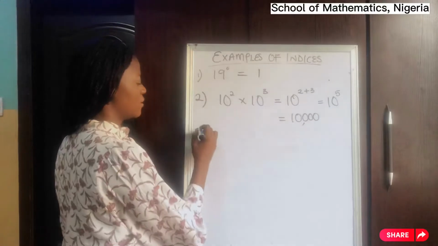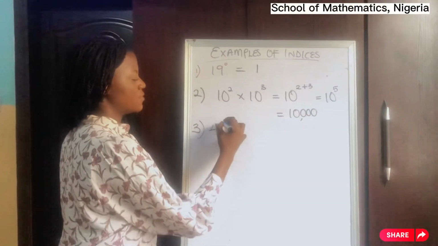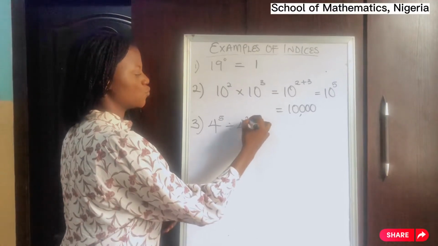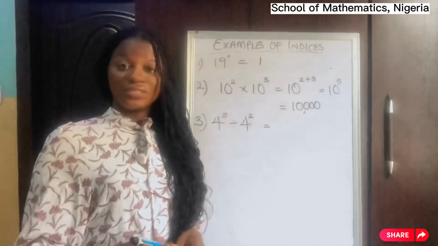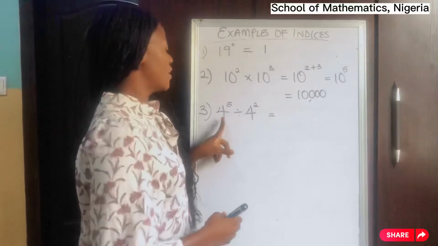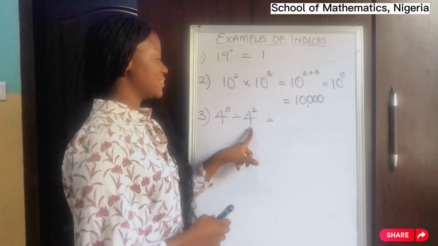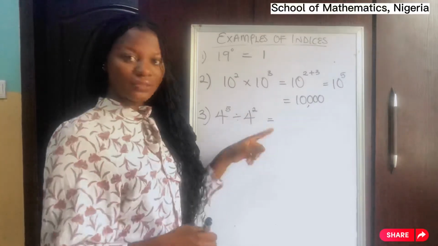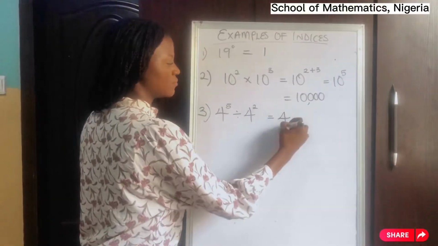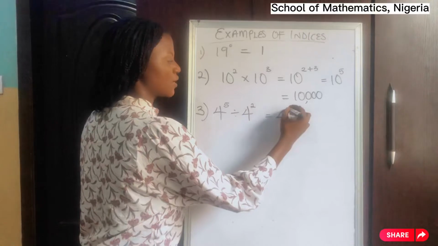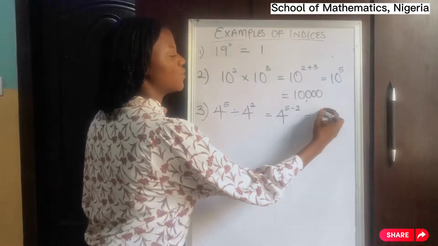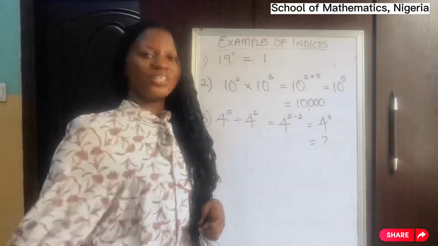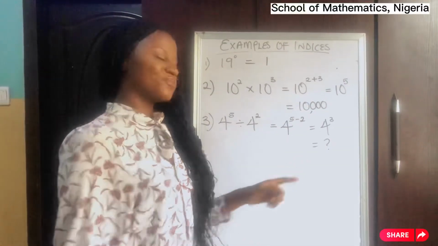So moving on, we have 4 raised to the power of 5 divided by 4 raised to the power of 2. What does the other law of indices say? It says that when the bases are the same and they are being divided, you have to subtract the powers. So you pick one of the base and then you subtract its power. So here you have 4 raised to the power of 3. Whoever knows this should leave it in the comment section for us.